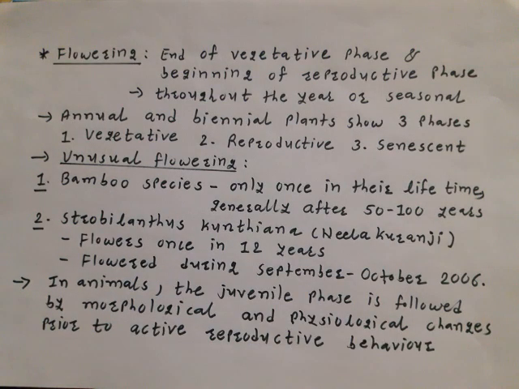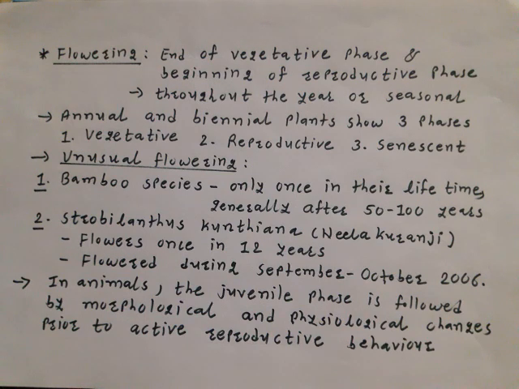If we talk about sexual reproduction in plants, one important term is flowering. It appears at the end of the vegetative phase and the beginning of the reproductive phase. During this phase, plants come into flower, which is a type of sexual reproductive organ. Sometimes it appears throughout the year, or in some plants it is seasonal. This flower possesses male and female sexual organs and is responsible for sexual reproduction in plants.